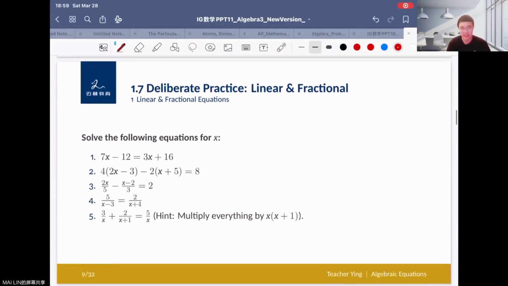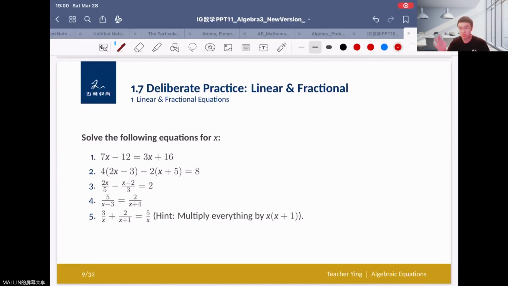And now let's move into the next part about deliberate practice, okay? So maybe if you want to just try on yourself, you can pause the video. But if you want to follow with me, you can also listen with me and try to solve all the problems, okay? So let's move into the first problem, here: 7x minus 12 equals 3x plus 16.